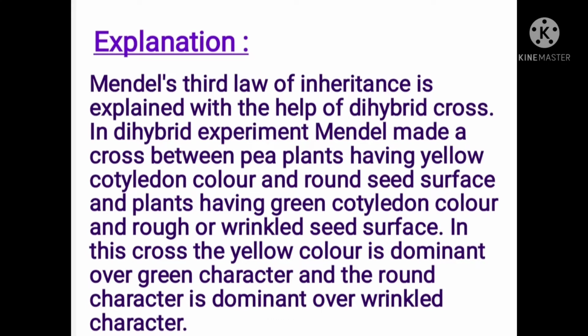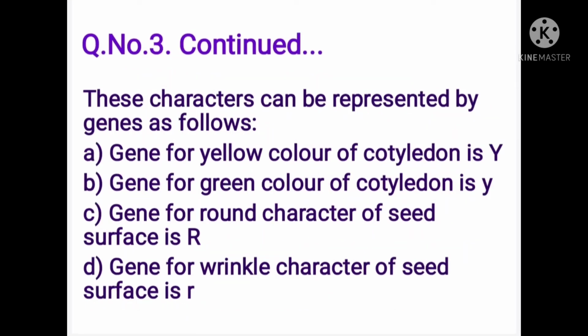Explanation. Mendel's third law of inheritance is explained with the help of a dihybrid cross. In the dihybrid experiment, Mendel made a cross between pea plants having yellow cotyledon color and round seed surface and plants having green cotyledon color and rough or wrinkled seed surface. In this cross, the yellow color is dominant over the green character and the round character is dominant over the wrinkled character. These characters can be represented by genes as follows.